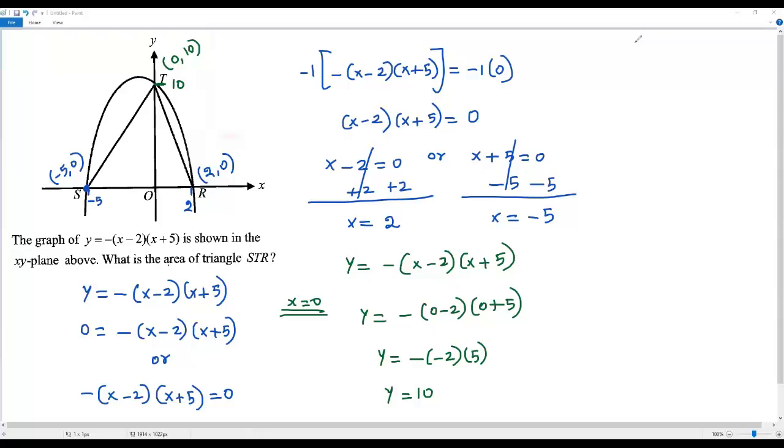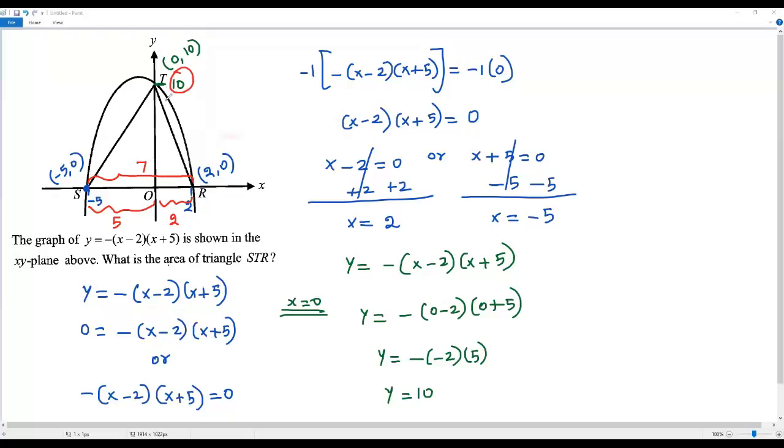Now here we have the origin, which is 0. Here we have the x-intercept at negative 5. What is the length of this line segment? Whenever we measure a length, we always have to give a positive value. So this length is 5. And what is this length? Since the x-intercept is 2 over here, this length is 2. So what is the total length of SR? 5 plus 2, which is 7. So clearly the base of the triangle is 7.